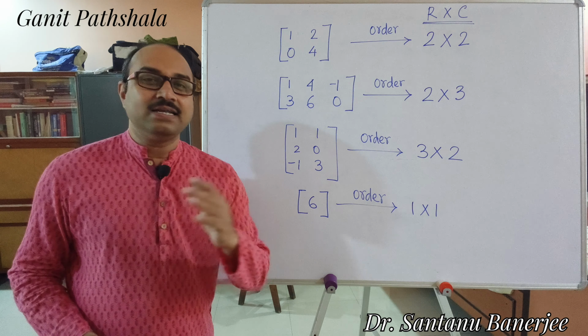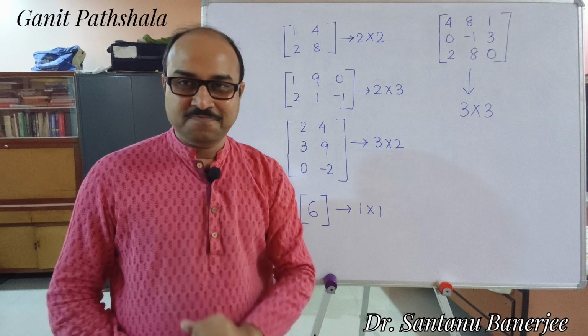Now let us see, based upon their order, how you can categorize different types of matrices. See over here, 5 examples are given. Now all these matrices are of different orders. For the first one, there are 2 rows and 2 columns, so the order is 2 by 2. Second one, there are 2 rows and 3 columns, so the order is 2 by 3. Third one, 3 by 2. Fourth one, 1 by 1. And the fifth one is 3 by 3 because there are 3 rows and 3 columns.